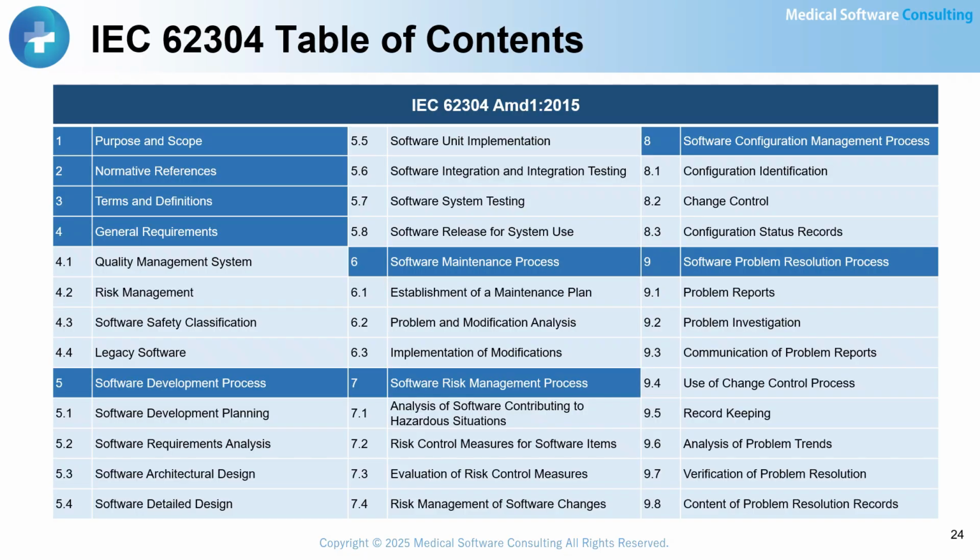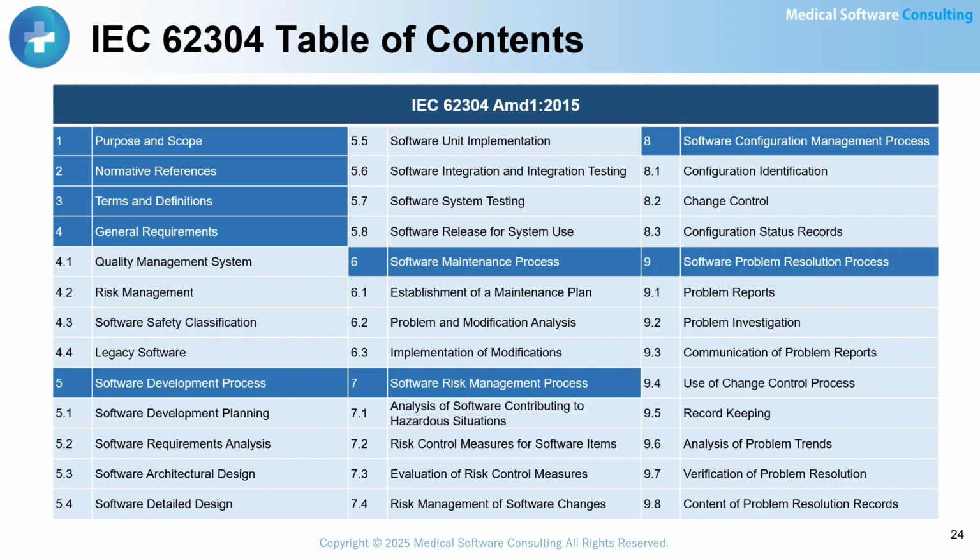Here, we see the table of contents of IEC 62304, Amendment 1:2015. This international standard defines the lifecycle processes required for medical device software. It starts with the basics, such as the scope, normative references, and definitions. Then, it introduces the general requirements, including the quality management system, risk management, safety classification of the software, and even how to handle legacy software.